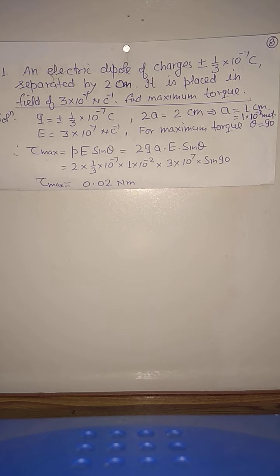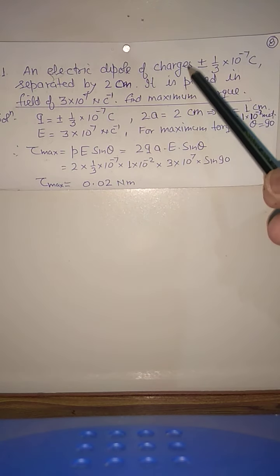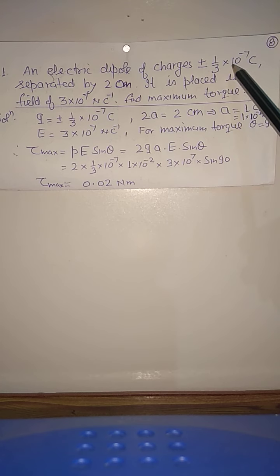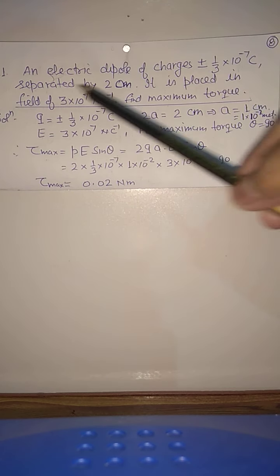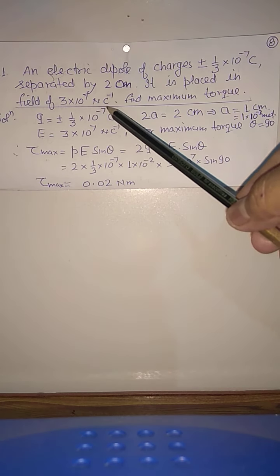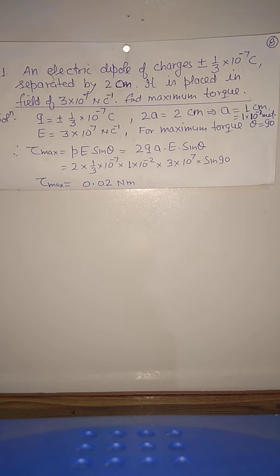Students, we got the information about the torque, that is PE sine theta. And now there is one question: an electric dipole of charges plus minus 1 by 3 × 10 to the power minus 7 coulomb, separated by distance 2 centimeter, is placed in a field of 3 × 10 to the power 7 Newton per coulomb. Find maximum torque. Maximum torque means theta is equal to 90 degree, and therefore what will be the formula?